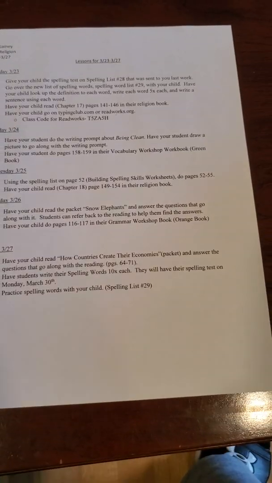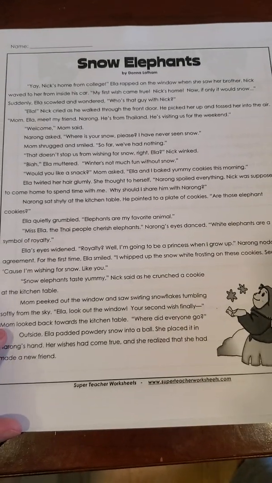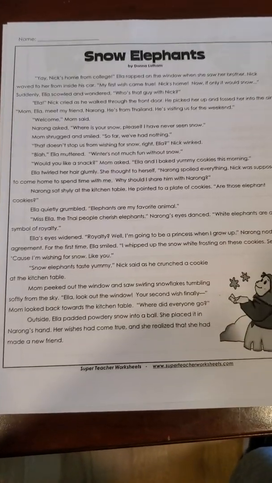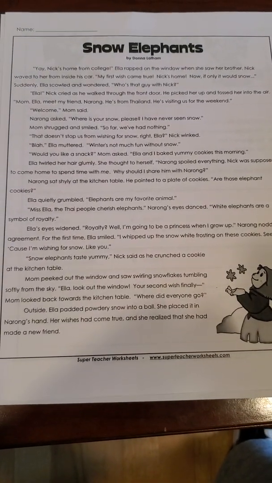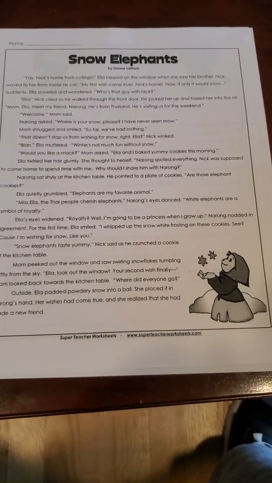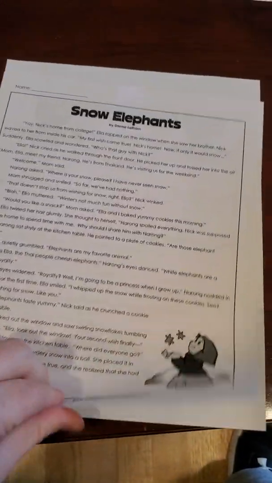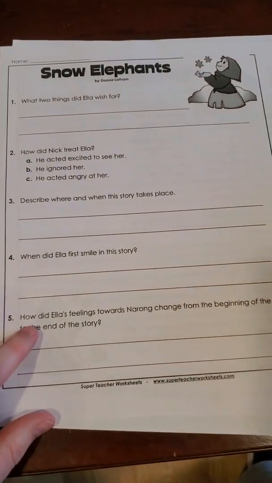All right, so let's take a look at our packet. Your packet will look like this. Remember, this isn't in a book. This is a packet that was given to you guys. Either your parents came and picked it up, or it was sent in an email. So this one is called Snow Elephants. You're going to read through this on your first page, and then you're going to flip it over. And we have some questions.